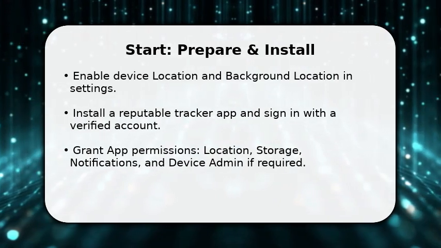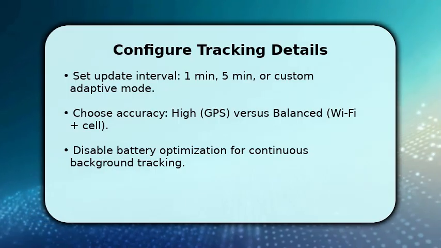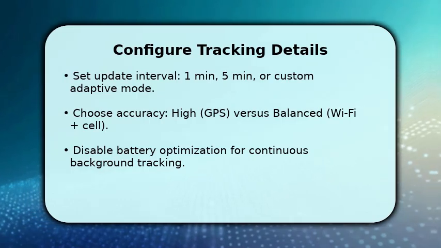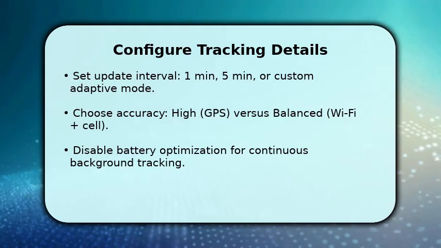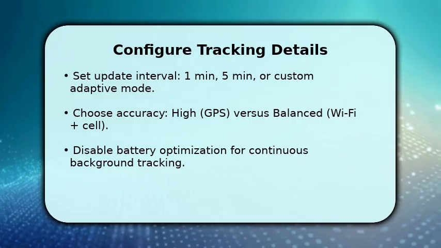Now configure how the tracker gathers data. Choose an update interval that balances accuracy and battery life, 1 minute for real-time needs, 5 minutes for routine monitoring. Select accuracy mode. High uses GPS for precise coordinates, while balanced mixes Wi-Fi and cell to save power.